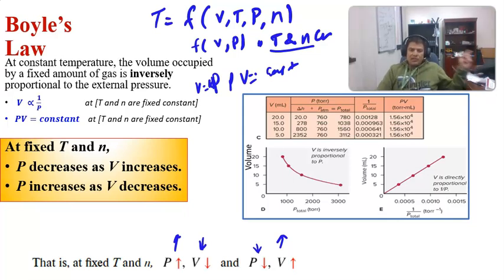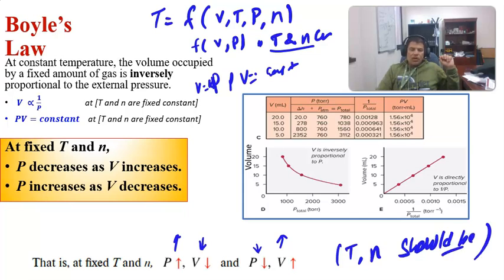But this is not true if these two are not constant. Temperature and the number of moles should be constant. If these two are constant, then pressure and volume have the inverse relation. More pressure, less volume. Less pressure, more volume. That's fine, right? With more pressure, it will squeeze, and with less pressure, it will expand. But the temperature and the number of moles are fixed.